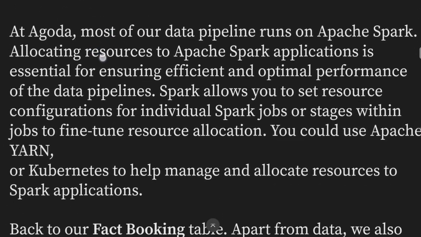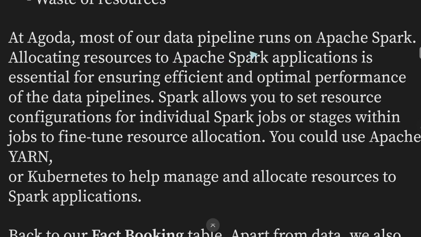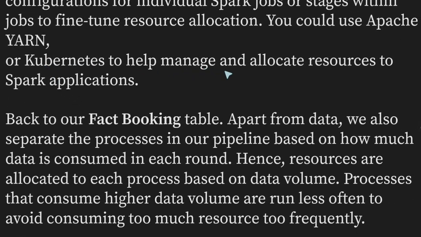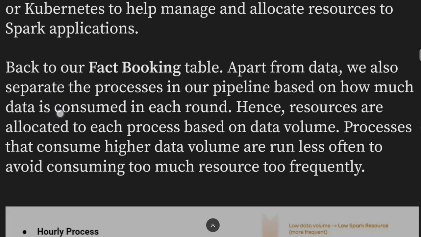At Agoda, most of our data pipelines run on Apache Spark. Allocating resources to an Apache Spark application is essential for ensuring efficient and optimal performance of the data pipelines. Spark allows you to set resource configurations for individual Spark jobs or stages within jobs. To fine-tune resource allocation, you could use Apache Yarn or Kubernetes to help manage and allocate resources to Spark applications.